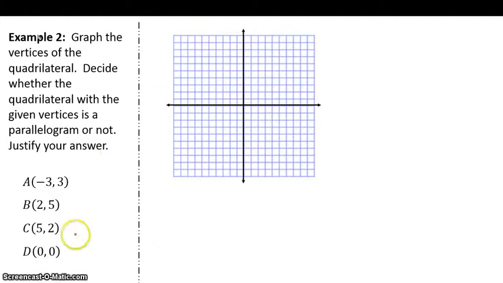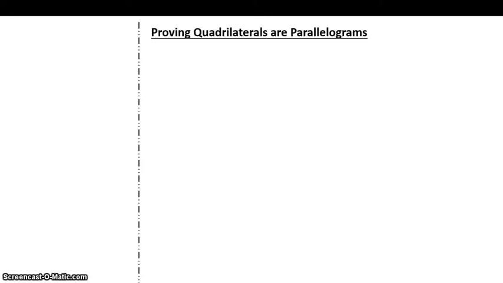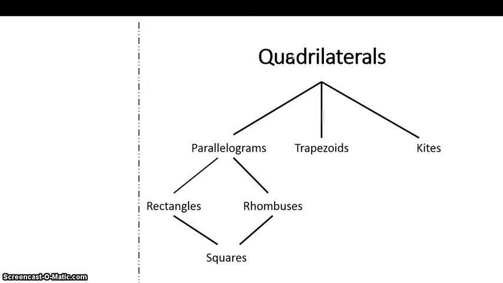So we left off on here. You should have done that problem. And so now we're going to go to proving, once I know something's a parallelogram, can I go further and then prove that it's also a rectangle? Because remember in that hierarchy I showed you guys somewhere right here.